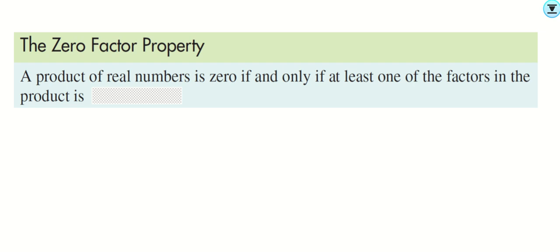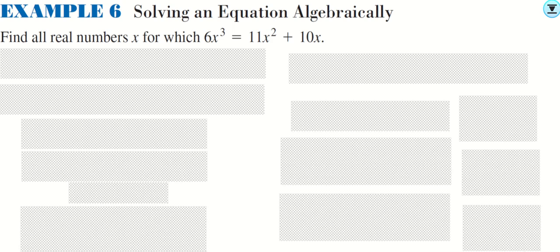The zero factor property, another thing hopefully you remember from Algebra 2: a product, which means multiplication, of real numbers is 0 if and only if at least one of those factors in the product is 0. If two numbers multiply to make 0, one of them or both of them has to be 0. So a couple more examples here.